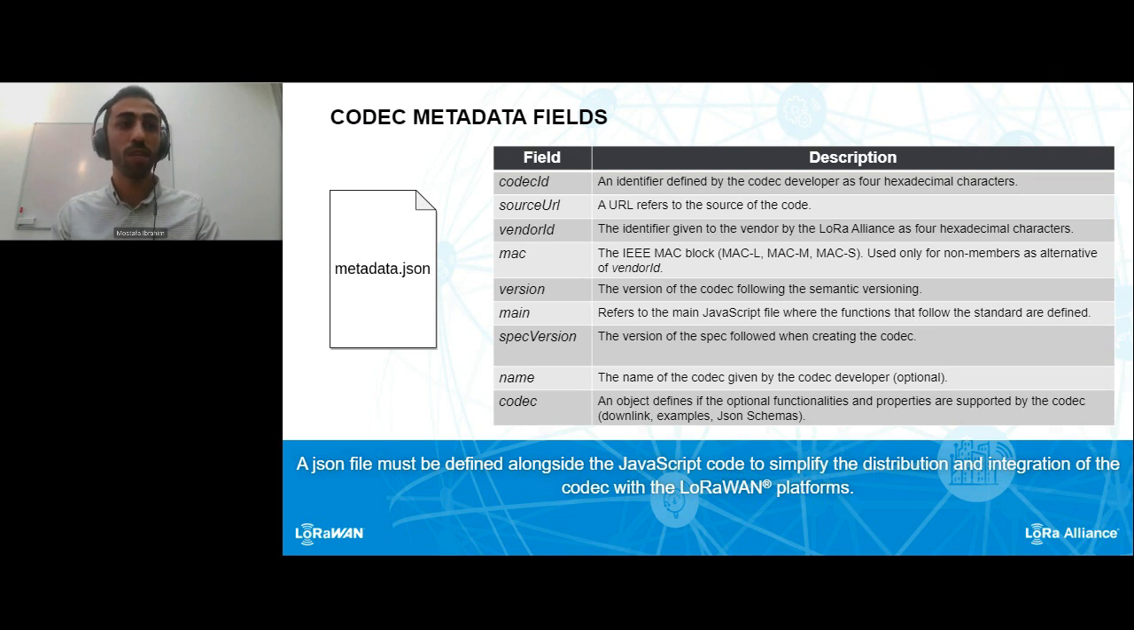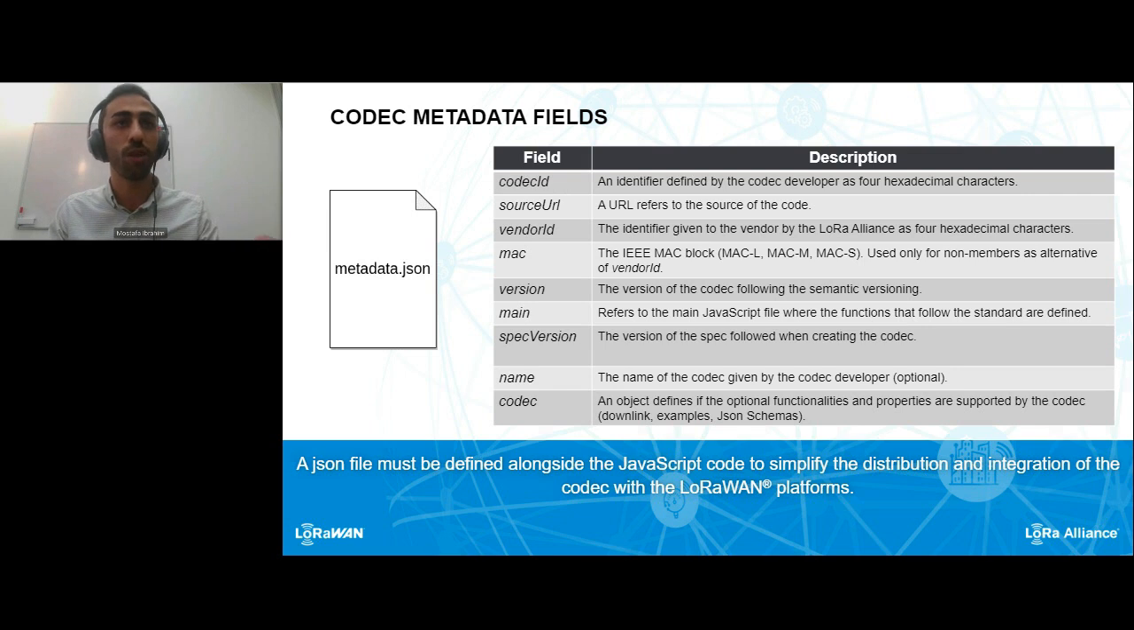This one must be delivered alongside the JavaScript code to simplify the distribution and integration of the codec with any LoRaWAN platform compatible with this standard API. So what's inside this JSON file? There are some fields, and most of them are important for sure. The codec ID is an identifier defined by the codec developer, but it's unique. It's 4 hexadecimal characters and it's unique.